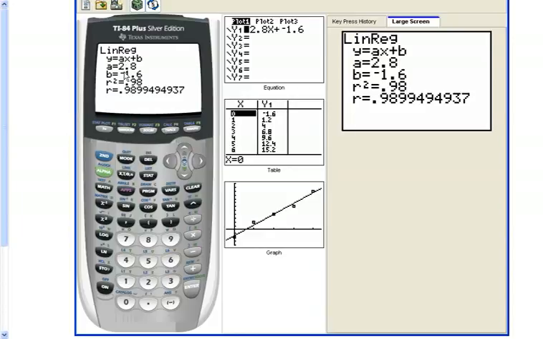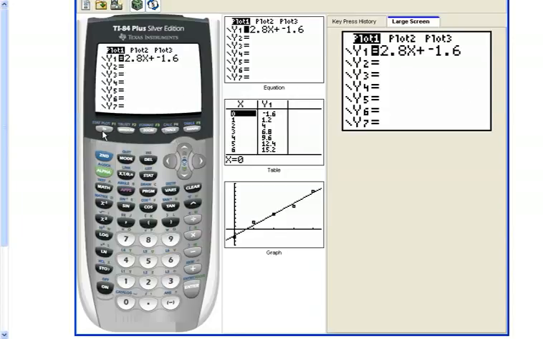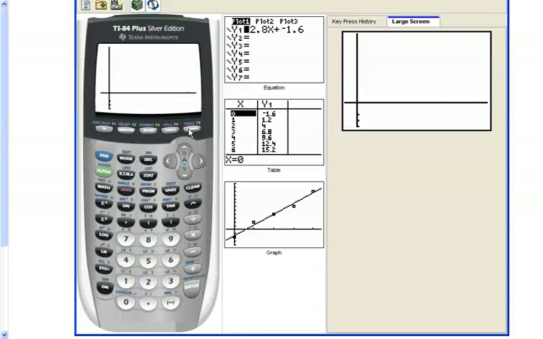But I have the equation here. Now, if I go to my y equals screen, since I put that y1 on there, it actually will have typed the whole equation in for me already. That's great, because then when I go back to my graph, it actually will draw the line for me, and it works out really nicely.